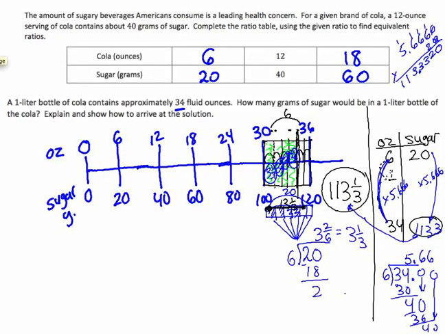A school cafeteria has a restriction on the amount of sugary drinks available to students. Drinks may not have more than 25 grams of sugar. Based on this restriction, what is the largest cola in ounces? So we're using the same information from the last problem. So it's a relationship between 6 ounces and 20 grams.